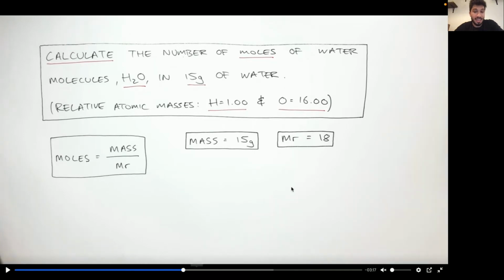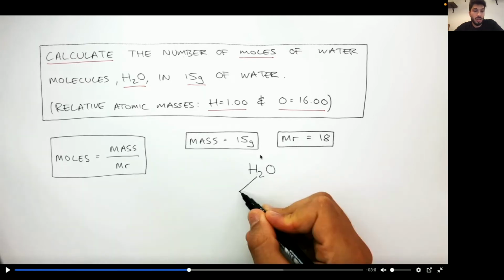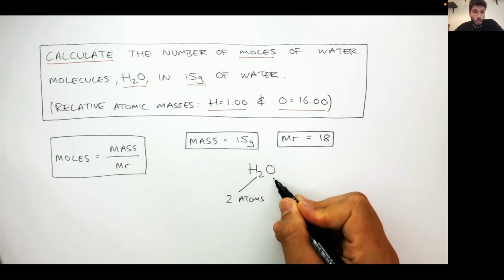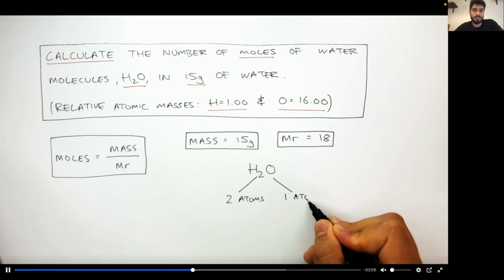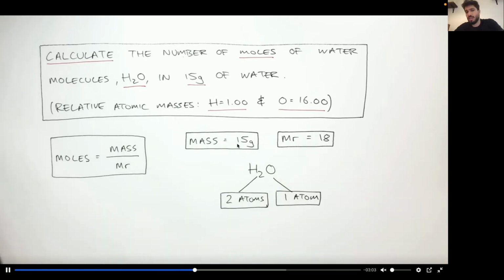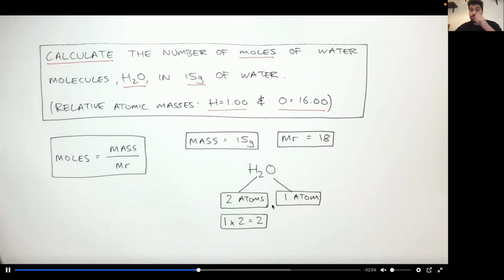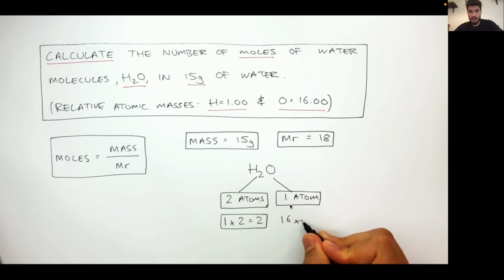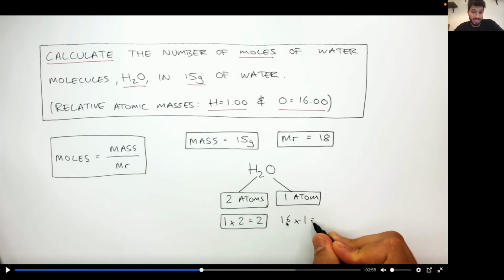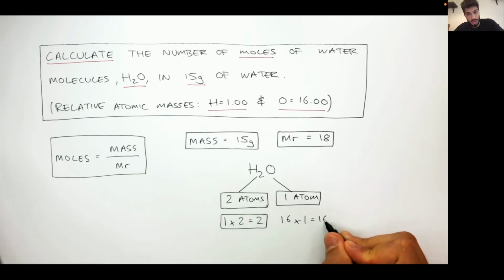Well done. It's 18. How did we get 18? That is the critical part, because if you calculate 18, that is 1 mark. Well, let's look at the water molecule, H2O. There are 2 atoms of hydrogen and 1 atom of oxygen. 1 atom of hydrogen has a mass of 1, so it's 1 times 2. Overall, 2 hydrogen atoms have a mass of 2. And then, 1 atom of oxygen has a mass of 16. There's 1 atom, so 16 times 1 equals 16.